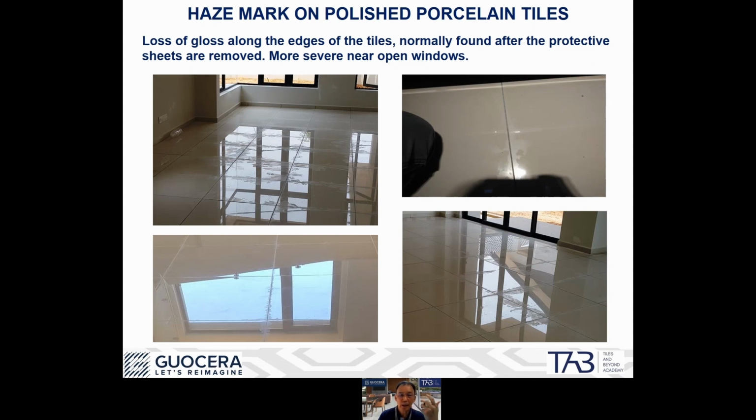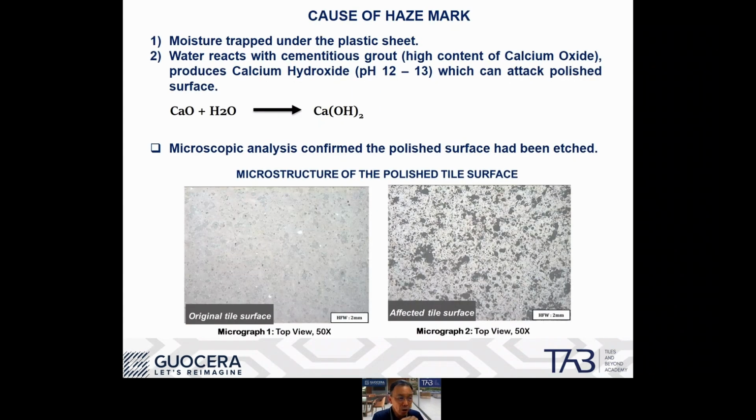I've also found that it appears more severe near open windows. I've done a lot of tests on this, simulation tests. Near open windows, the water from the rain can splash in and go beneath the sheet. From my testing and simulation work, what I have found is that it is caused by moisture trapped beneath the protective sheet.